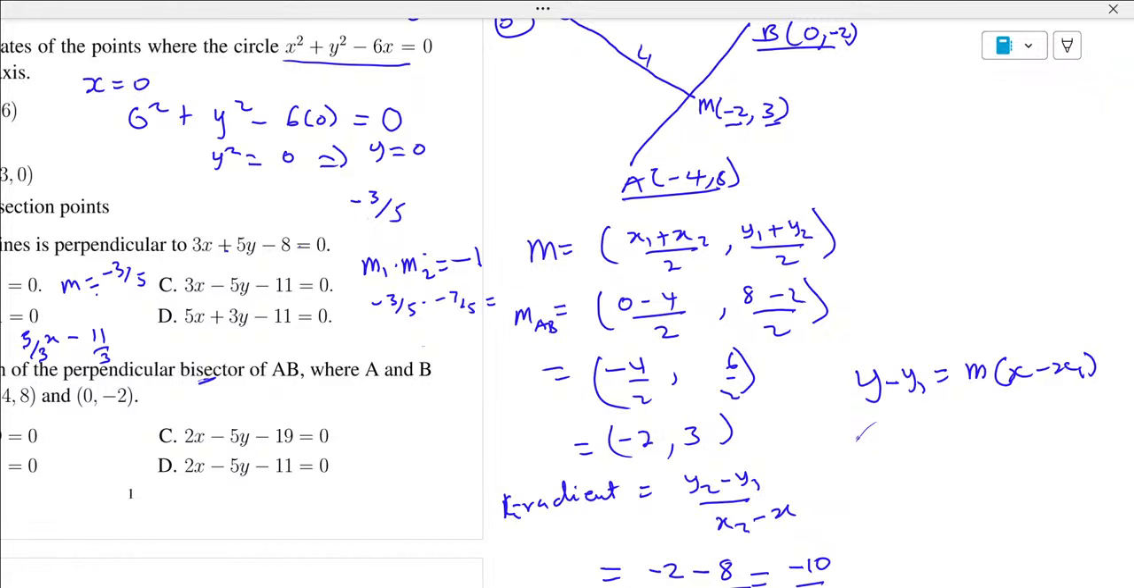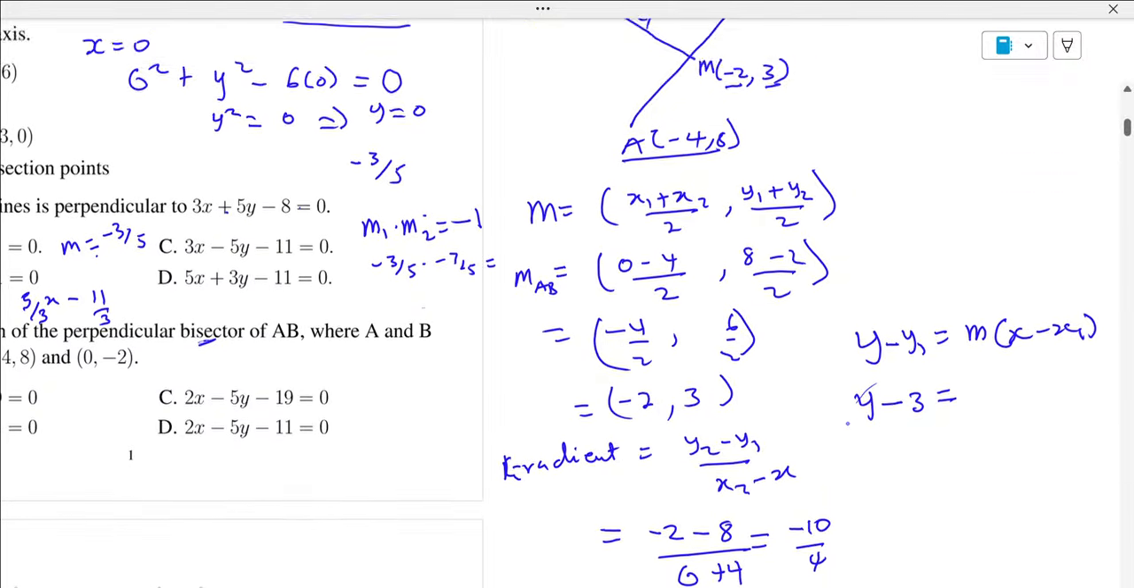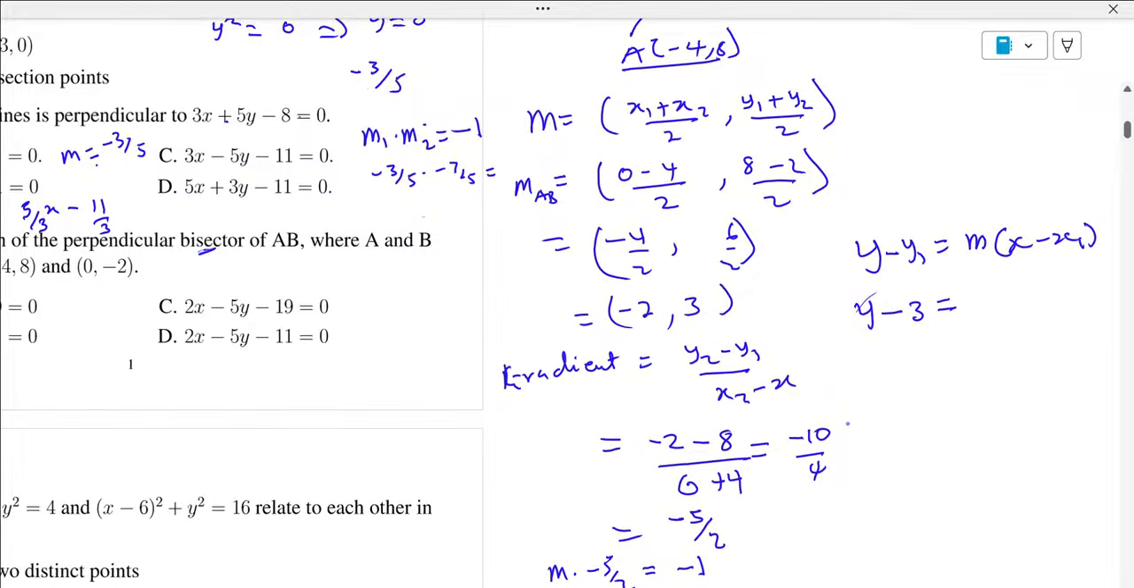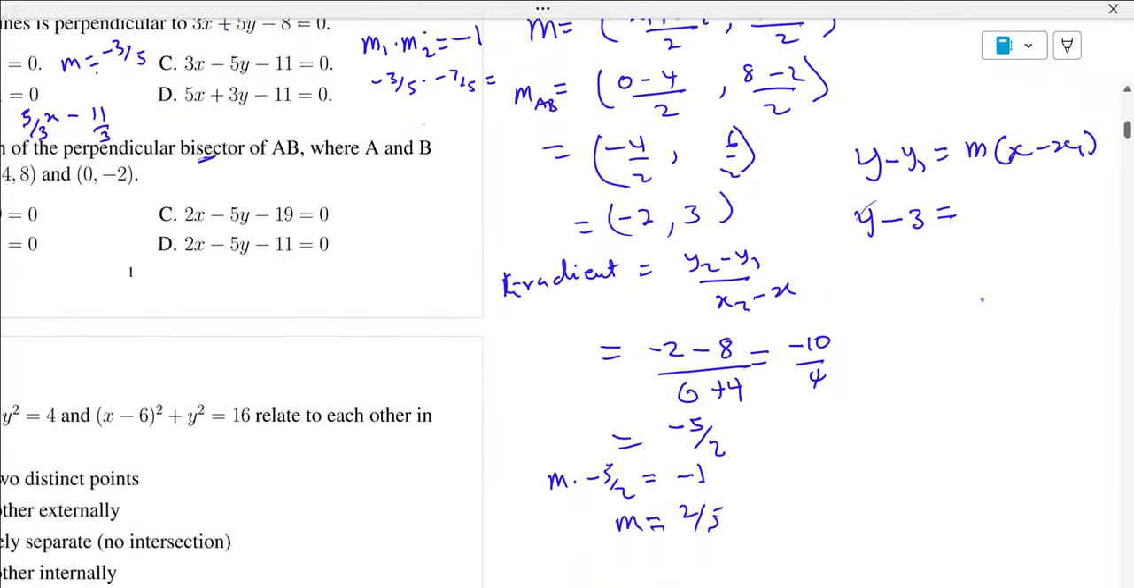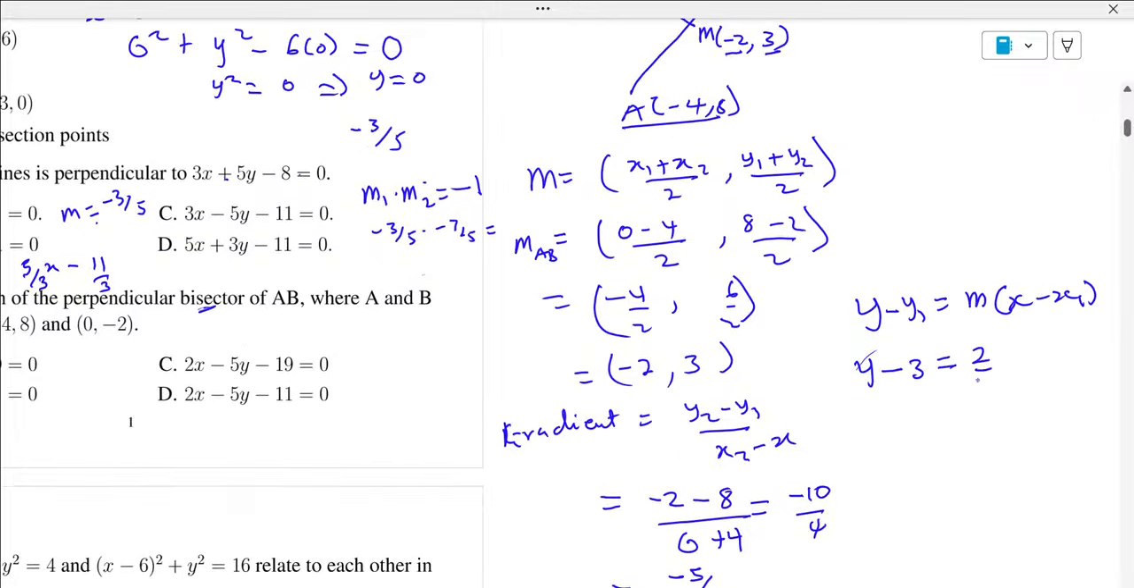Alright, so we have y minus, our y1 here is 3, and our m is 2 over 5, so we have 2 over 5, and then x minus x1, which is now minus negative 2, so plus 2.